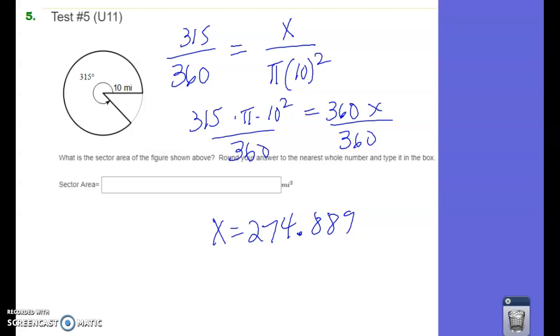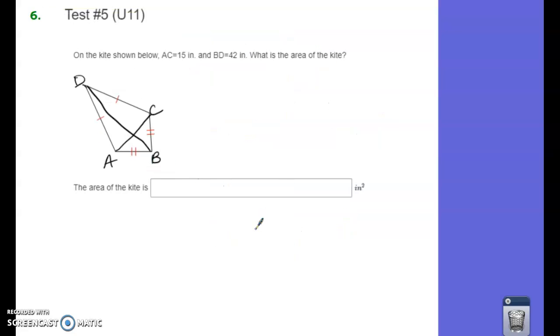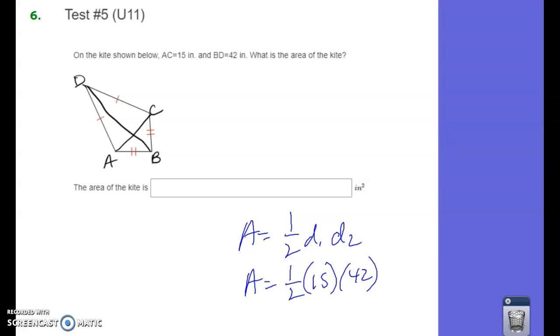And if you put that in your calculator and you do it properly, you should get x equals 274.889. And then it says round to the nearest whole number. The nearest whole number is 275, because this is the last whole number, 274.8. We need the nearest whole number. That's 275. Number 6, the area of a kite is 1/2 distance 1 times distance 2. So area equals 1/2 times 15 times 42. You take out your calculator and you should get exactly 315, and that's inches squared.